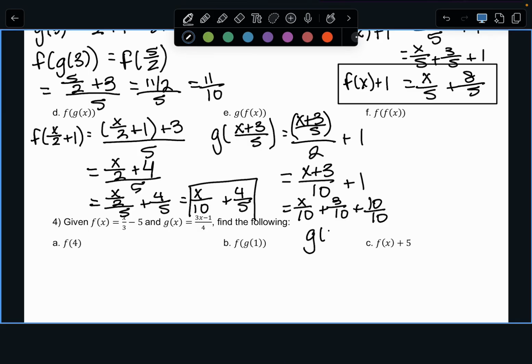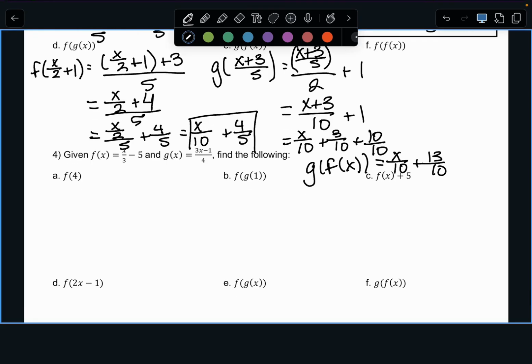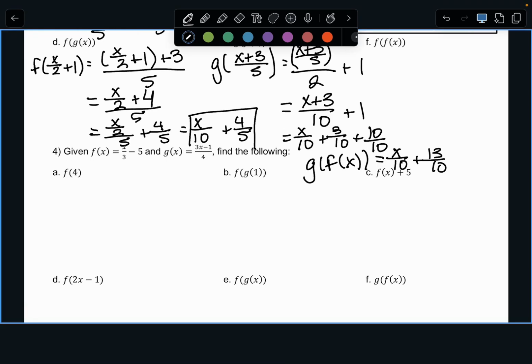And my final answer is that g of f of x is equal to x over 10 plus 13 over 10, after we combine the 3/10 and the 10/10. I know dealing with fractions is not the most fun thing in the world. Make it one denominator, split your numerator, and then combine like terms.